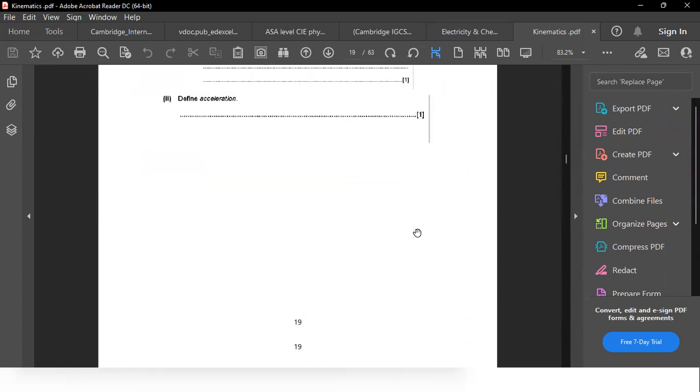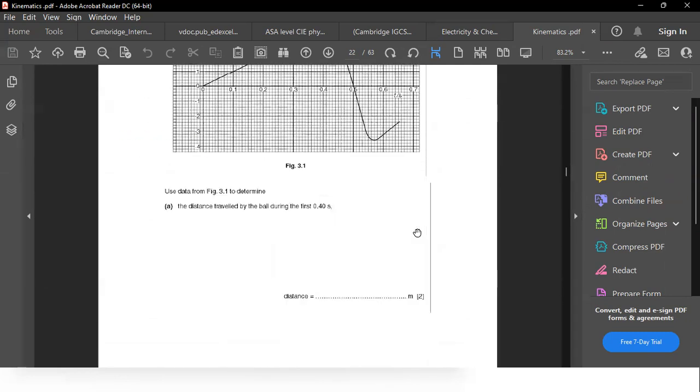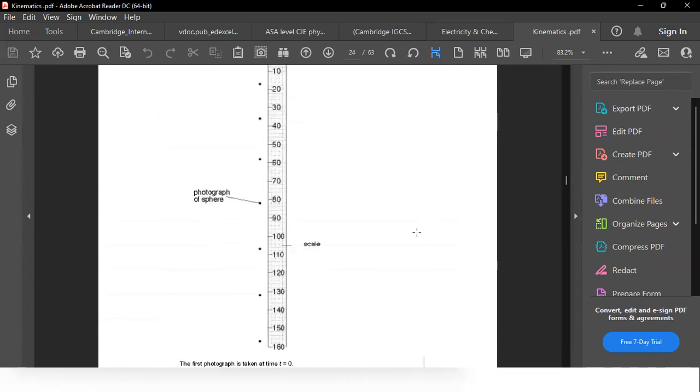Okay, hold on, just give me a second. I want to find the formula sheet for projectile motion equations. One second.